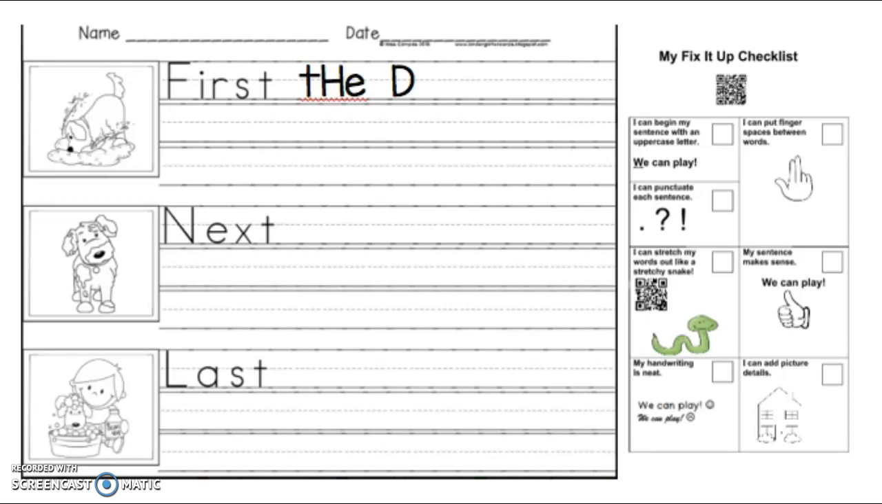Dog. Not dogs, it didn't have an S. Let's see, first the dog, so I hear og. I think that's the OG, so I'm going to write that down. First, the dog digs. D, d. That's just like dog. It starts with a D. Dig, ig. I hear IG.